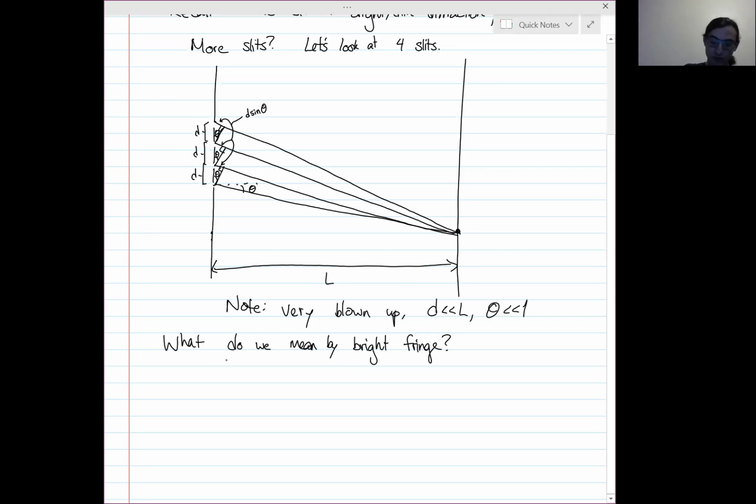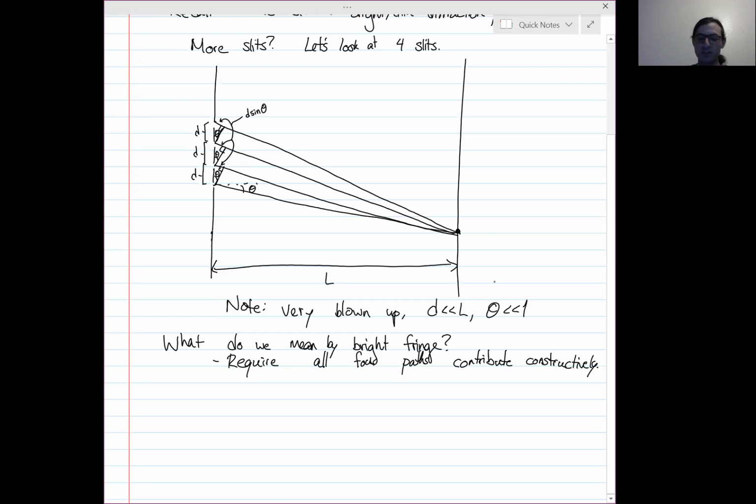So what the convention is, we require all 4 paths to contribute constructively. So we require that they all constructively interfere with each other.